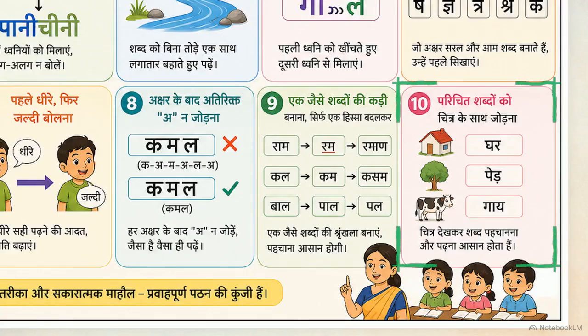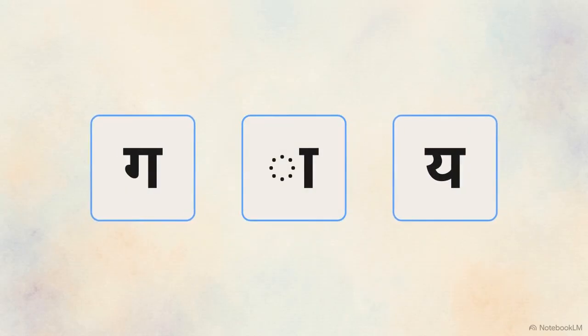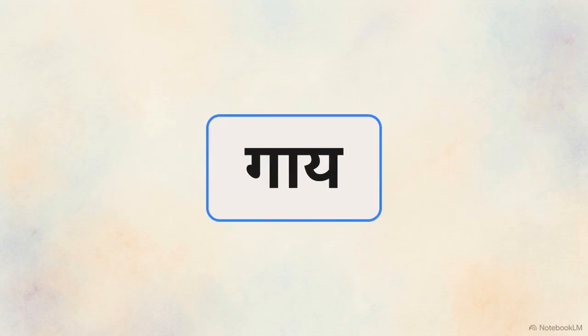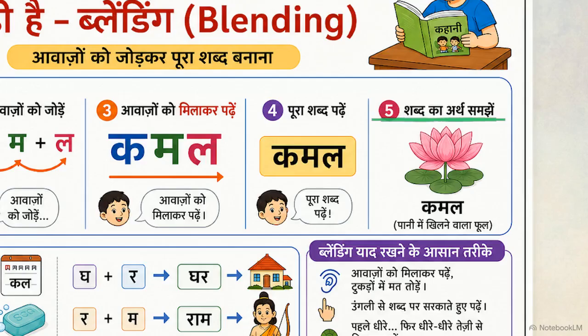Our final strategy shifts focus toward whole word recognition. This is achieved by consistently pairing familiar words with their corresponding pictures. This visual association trains the brain to recognize the word's complete form instantly, eventually removing the need for letter-by-letter decoding.